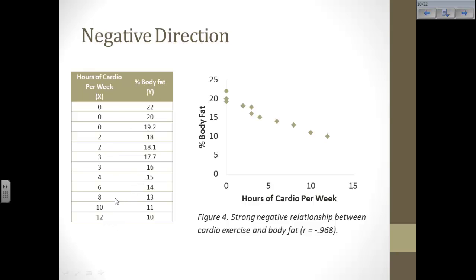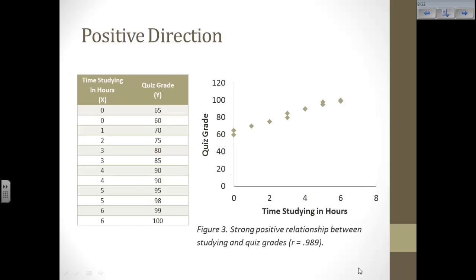And then, going down to the extreme end here, this person is doing 12 hours of cardio per week, good for them, and they're 10% body fat. Negative relationship, changing in the opposite direction. And when you look at the correlation coefficient here, this negative relationship, the correlation coefficient is negative, whereas for the positive relationship, it was not negative, it was a positive number.